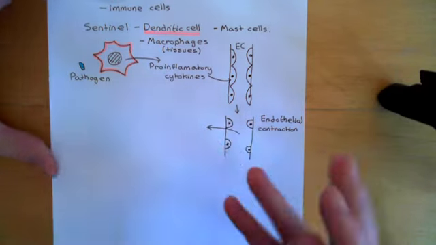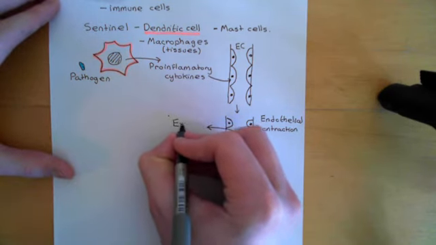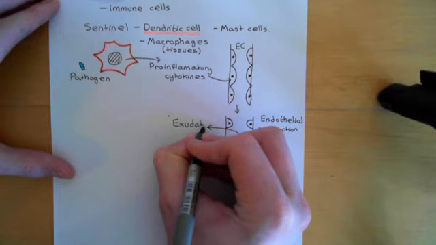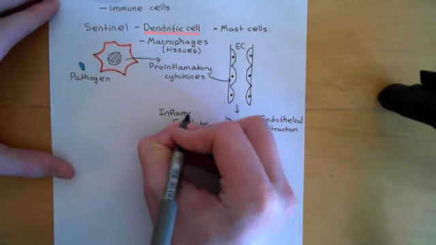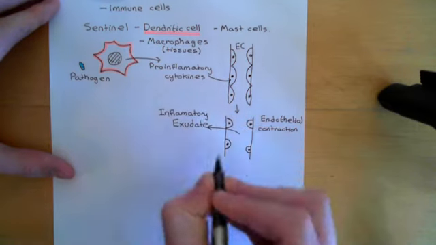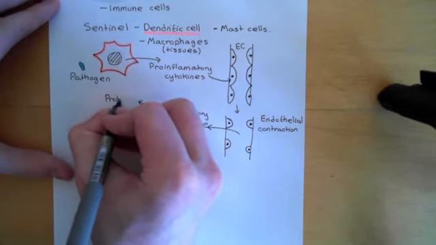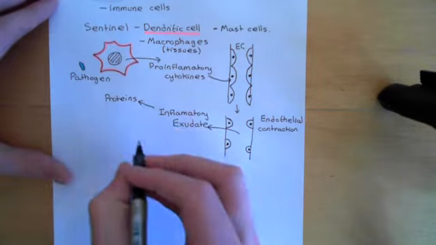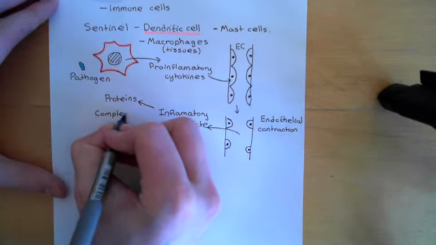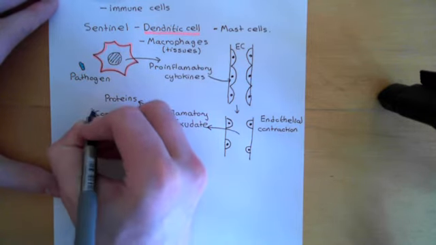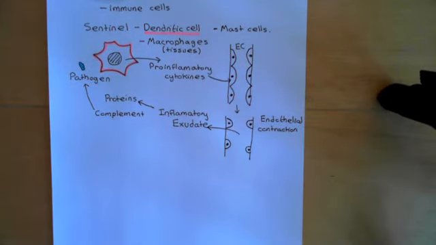Okay, so now what happens is fluid accumulates in this tissue, and you get swelling of this tissue, and this new fluid that's accumulating in this tissue is known as an exudate, or more strictly, an inflammatory exudate. Now why is this helpful? Well, within this inflammatory exudate you have all sorts of proteins that are capable of attacking the pathogen. Some of these are complement proteins, for instance, which are actually capable of attacking the pathogen themselves.